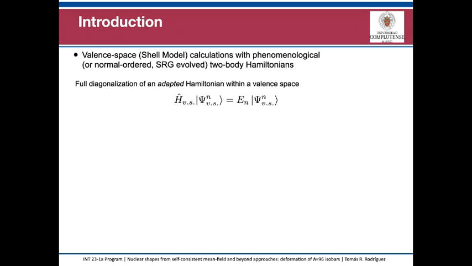So we have a core of particles that is inert, and this core normally is made of some magic or double magic nucleus. And then the rest of the particles are the ones that are interacting, and these are the ones that define the properties of the system.